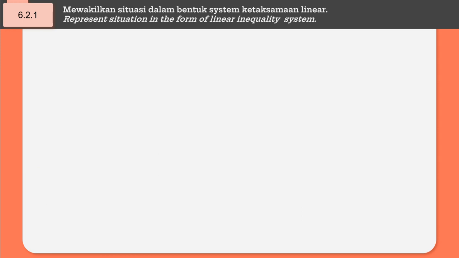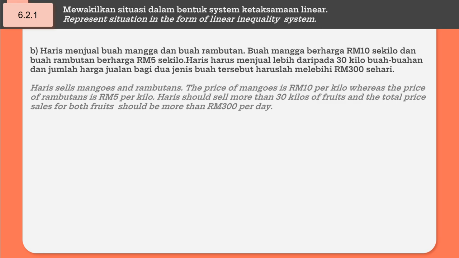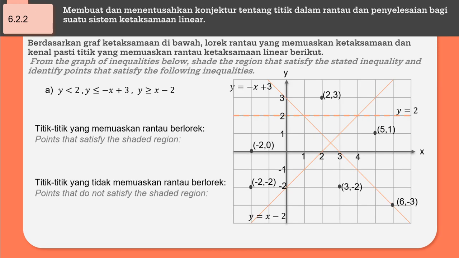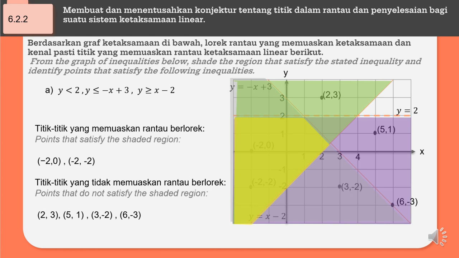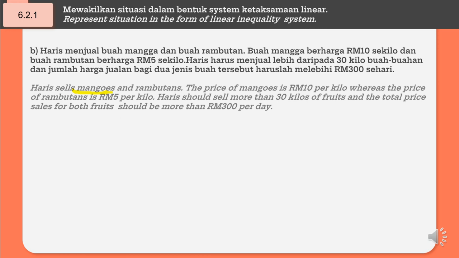So we move on. Second one. Okay, Haris sells mangoes and rambutans. So I already know we have two variables here. First mangoes, the second one is rambutans. So I take these two variables of mangoes and rambutan. The first one we have x, and then the second one we have y here.